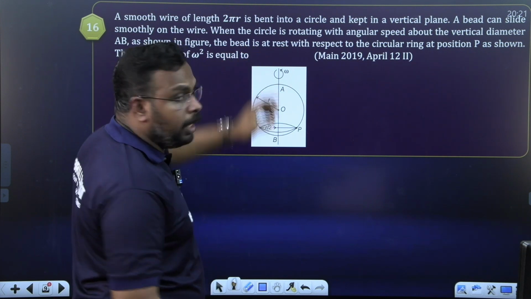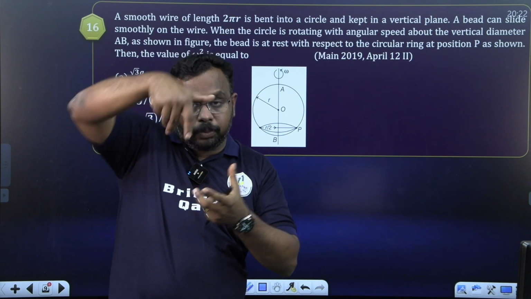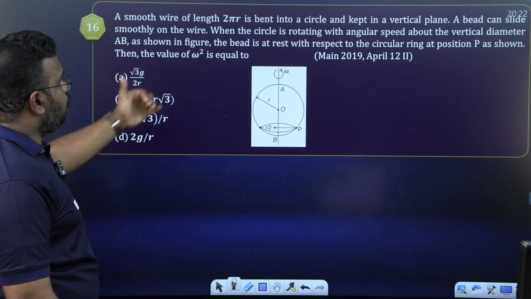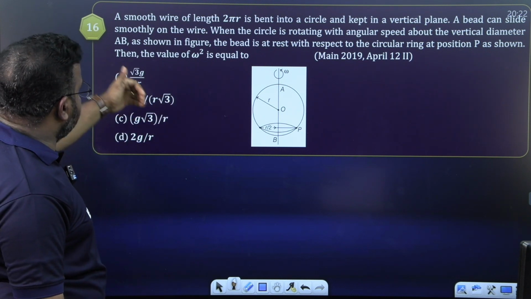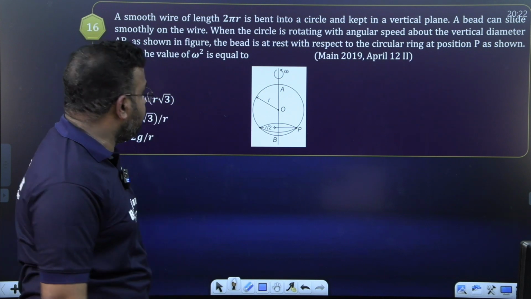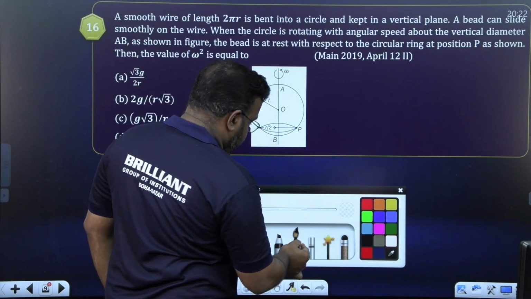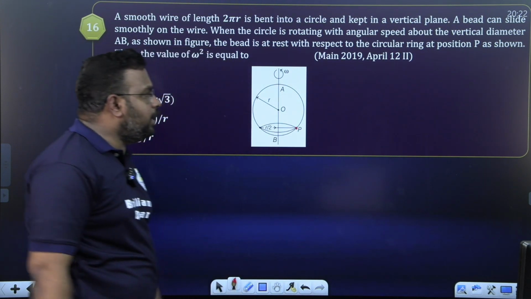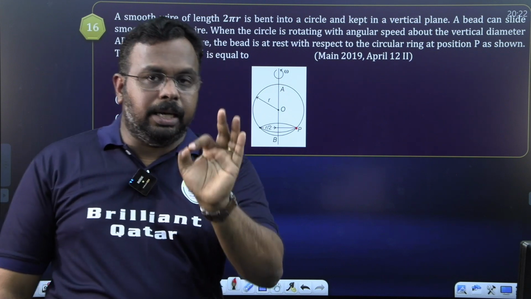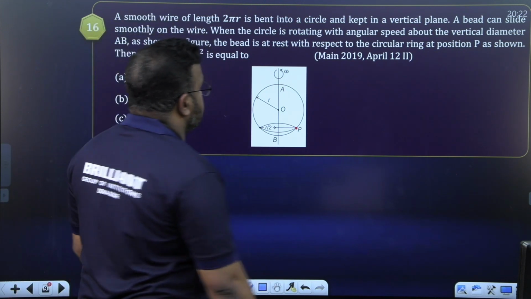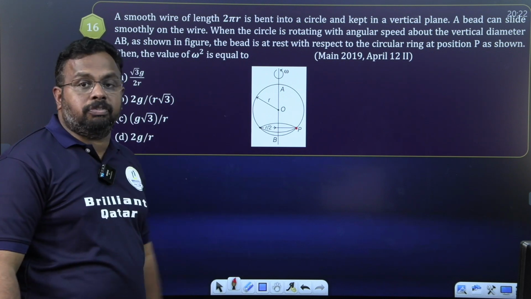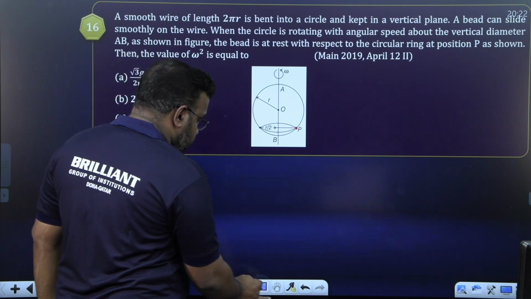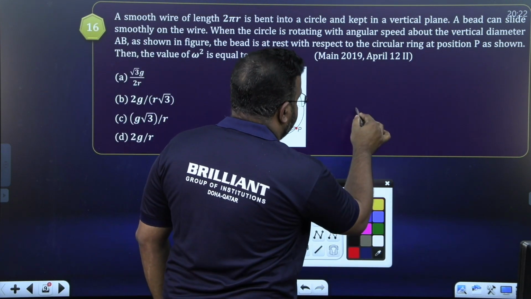Then that vertical circle is rotating with an angular velocity omega, as shown in the figure. The bead is at rest with respect to the circular ring at position P. So in this diagram, you can see this is the point P. So at that point, that bead comes to rest. Then what is the value of omega square? That is the question. Okay, so for your understanding, let me draw a bigger diagram.